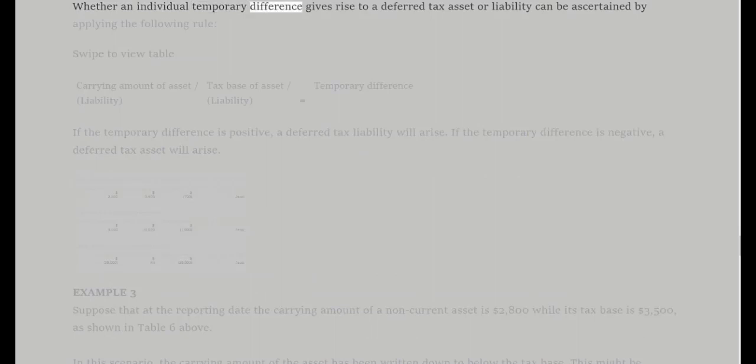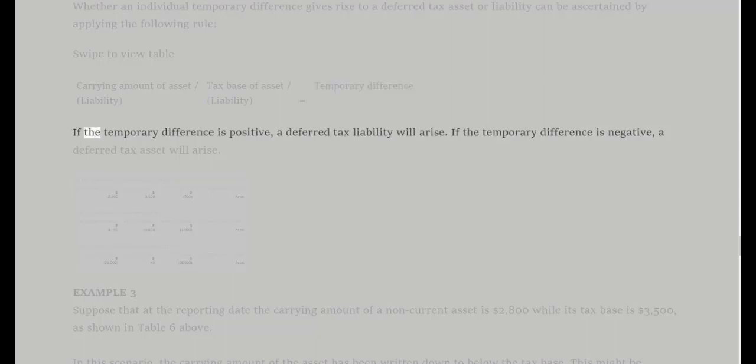Whether an individual temporary difference gives rise to a deferred tax asset or liability can be ascertained by applying the following rule. Carrying amount of asset or liability, minus tax base of asset or liability, equals temporary difference. If the temporary difference is positive, a deferred tax liability will arise. If the temporary difference is negative, a deferred tax asset will arise.